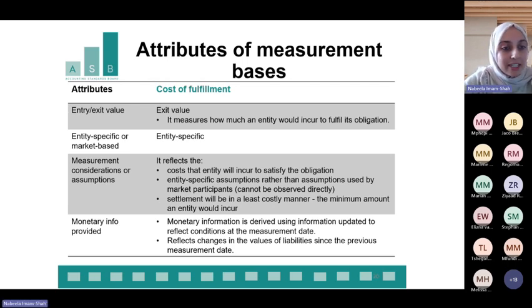Looking lastly at the monetary information provided by cost of fulfillment, monetary information is derived using information updated to reflect conditions at the measurement date. It reflects changes in the values of the liabilities since the previous measurement date.